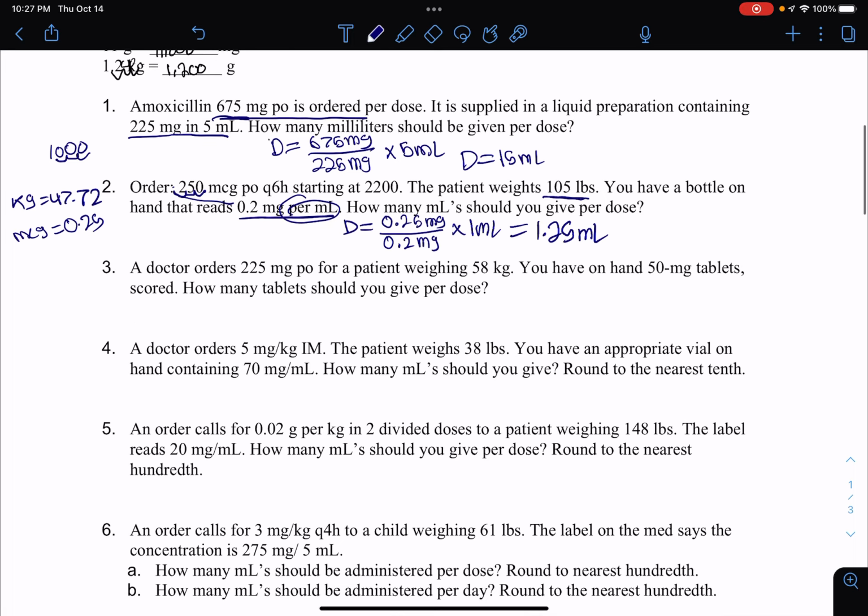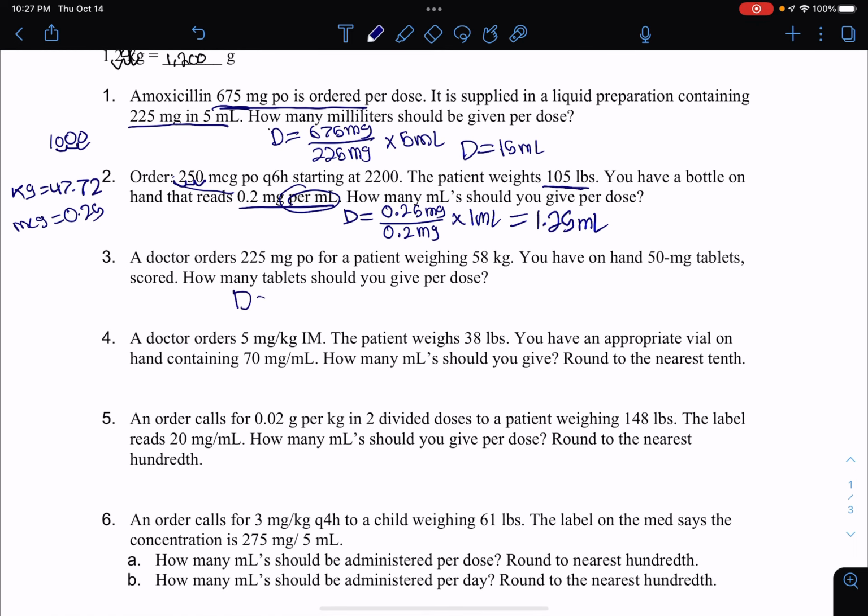But for number 3, we're going to do D equals 225 milligrams. You have on hand 50 milligram tablets scored. How many tablets should you give per dose? You're going to do your 225 divided by 50, which is going to give you 4.5 tablets.